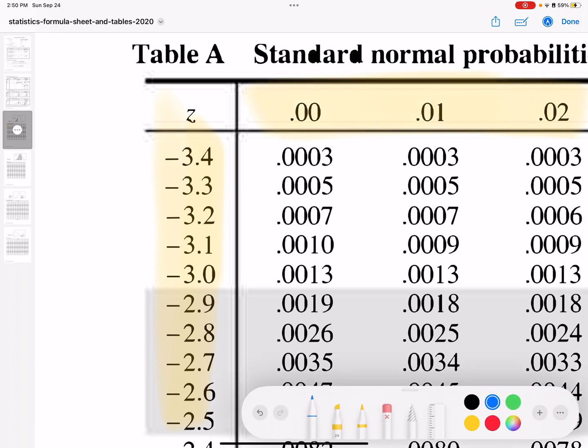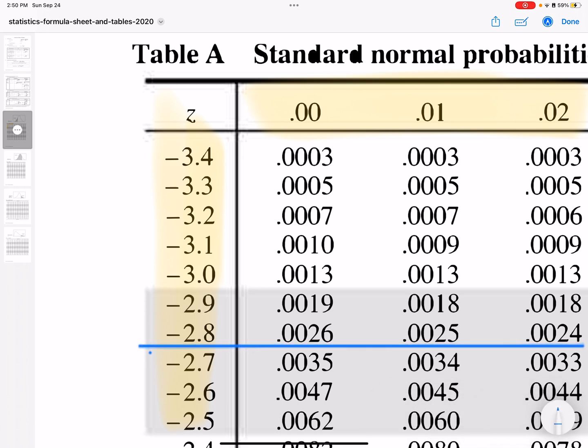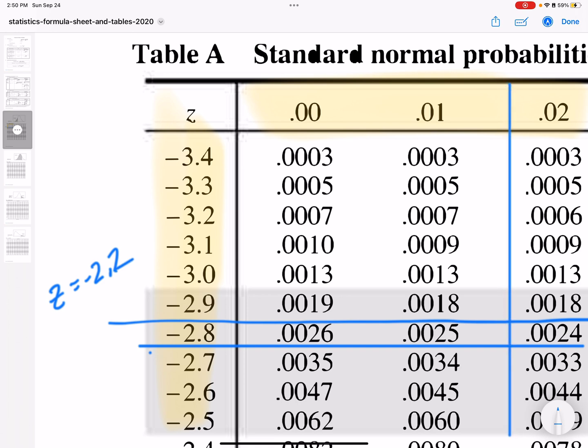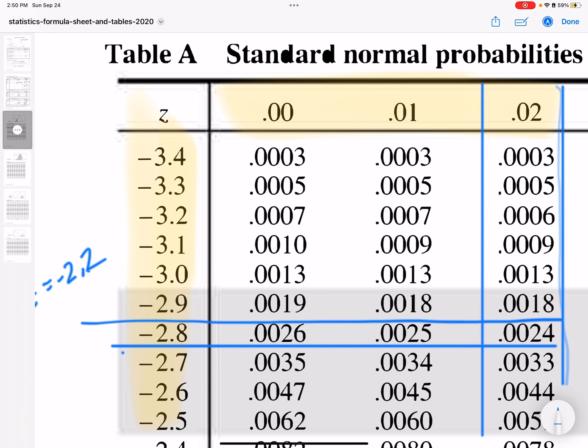So if I said I have a z-score of negative 2.2, or excuse me, 2.82, sorry, then this value here of 0.0224 is going to correspond to that. So this area here, which I'm going to make green, the green area is the percentage under the curve.